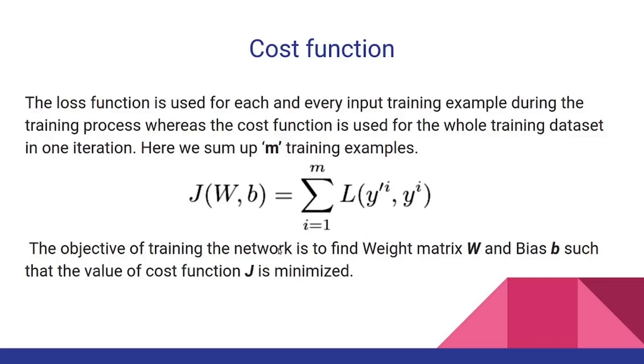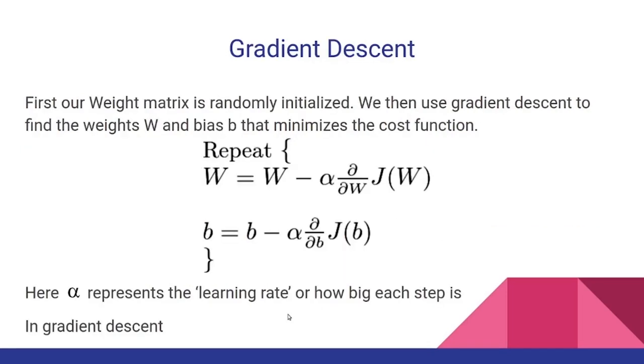The objective of training the network, and this is a very key point, is to find the weight matrix W and bias b such that the value of the cost function J is minimized. We want to reduce the cost or the error that the model is producing, and we need to find a way to make those weights and the bias correct for that particular use. So the way that we obtain the minimum or the optimal weights and bias, starting from a random weight matrix, is done using gradient descent.